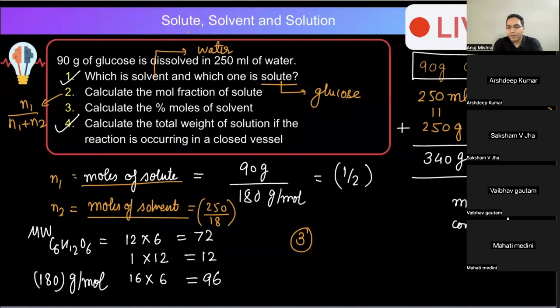Everyone, please try to answer the third one. Calculate the percent by moles of solvent. Yes, I'm expecting your answer in the chat box. Fantastic.